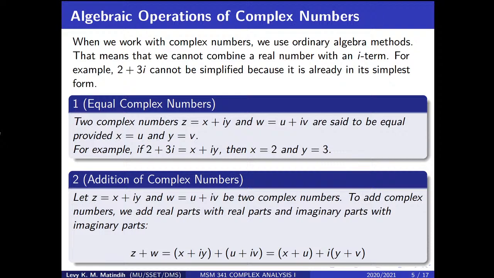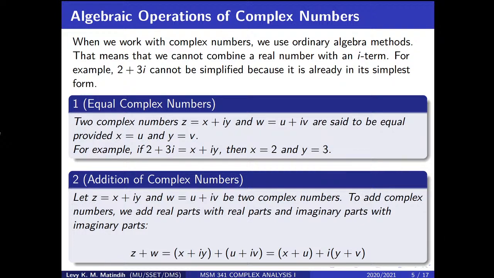Now the question is, we are going to start with equal complex numbers. When do we consider two complex numbers to be the same, to be equal? Two complex numbers, z, which is written in the form x plus iy, and w, which is equal to u plus iv, are said to be equal provided the real part of z and the real part of w are the same, and also the imaginary part of z and the imaginary part of w are the same. Then you are going to call the two complex numbers z and w equal.